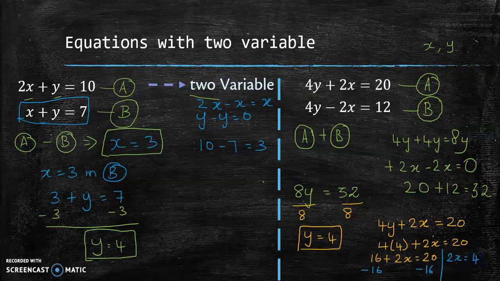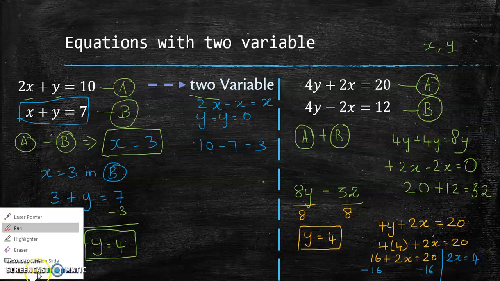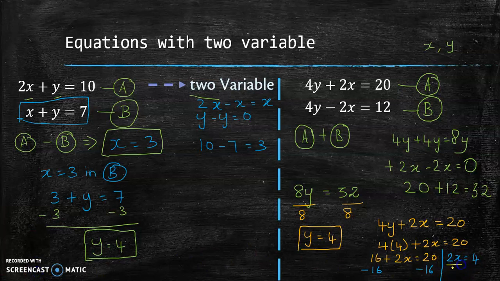So now you have 2x, right? So we will divide by 2 on both sides, which gives 4 over 2, which is equal to 2. So we got x equals 2. I hope these two examples help you to clear the idea of solving equations with two variables.